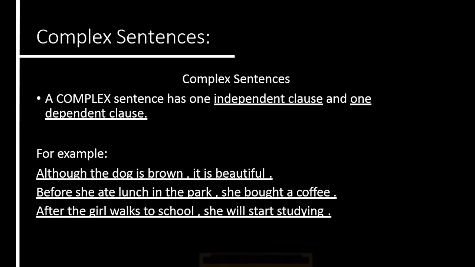So now, Judy, tell me. The independent is, she bought a coffee. Great. And the dependent? Before she ate. Great. I'm going to give you a hint to understand the difference between the dependent and independent. Usually, the dependent clause will have a conjunction, a linking word, transitional words that link them together. Okay? Great.